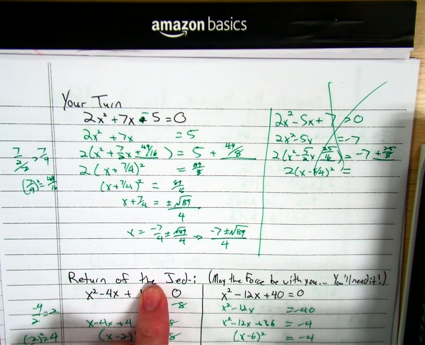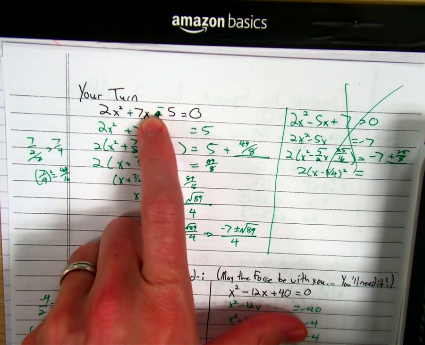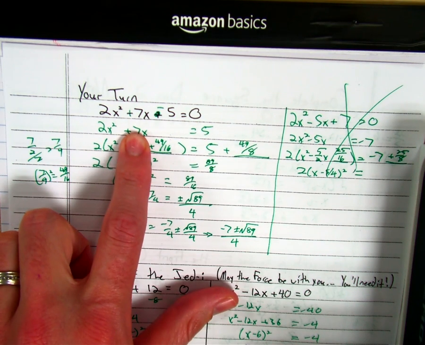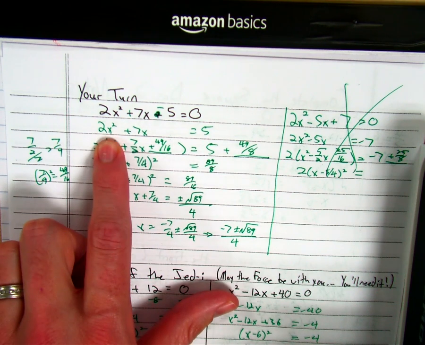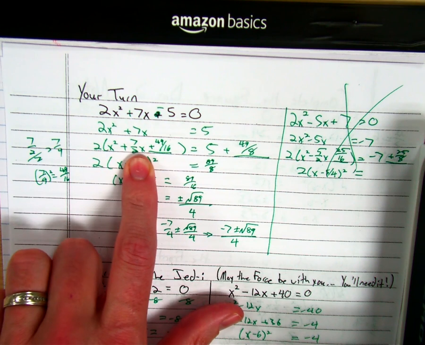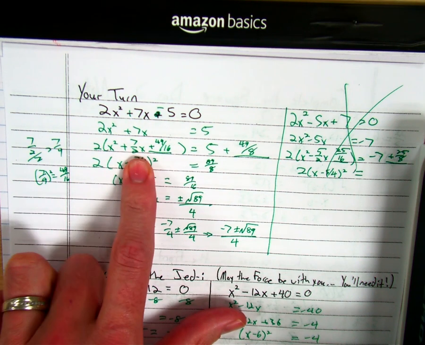Okay, let's take a look. So step 1, automatically just get rid of that number. Boom, add that 5 over there. Okay, then we're cutting this, we're taking this 2 out. So it's 2 times x squared plus 7 halves x. Okay, 7 halves is your b.